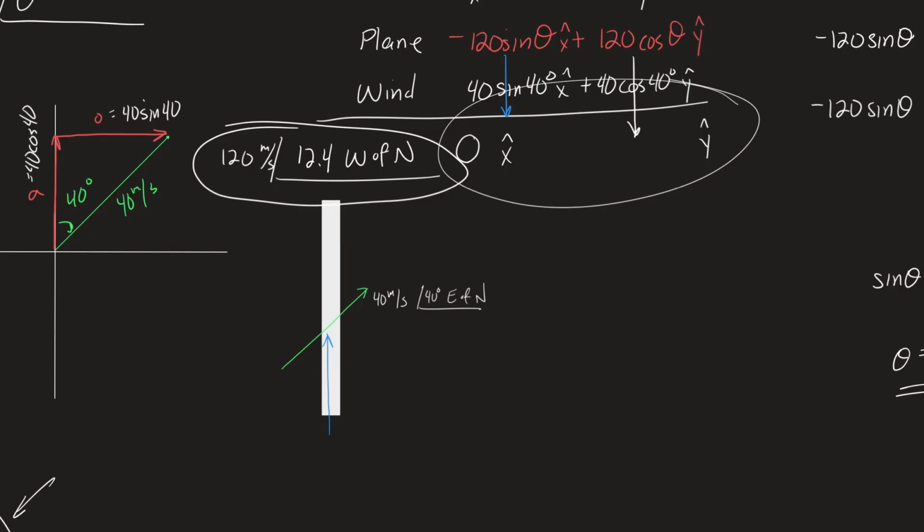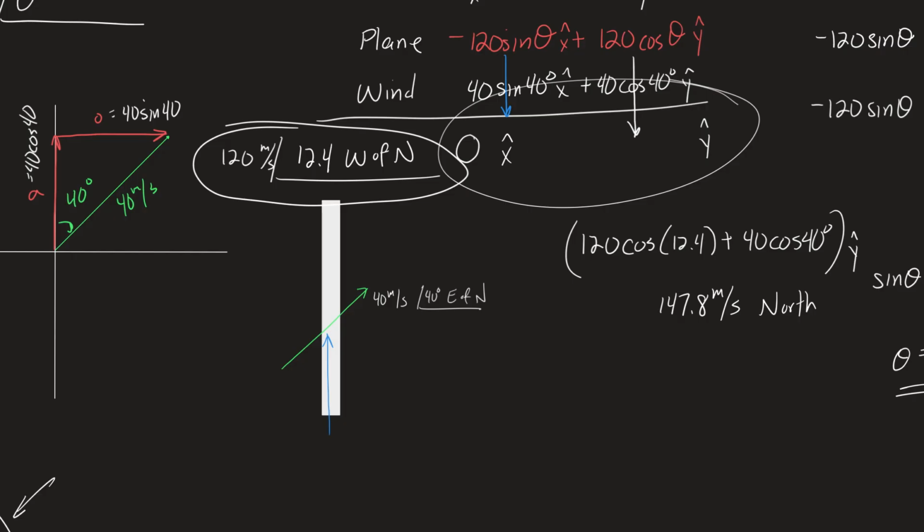Let's complete the problem. That will mean taking 120 cosine 12.4 degrees plus 40 cosine 40 degrees. This will all be in the y direction. This is the ground speed of the plane. So I don't know what this is. Can somebody tell me what this is without me having to use my calculator? Yeah. 147.8 meters per second due north. Right, we planned it to be due north, so it has to be going north along the runway.